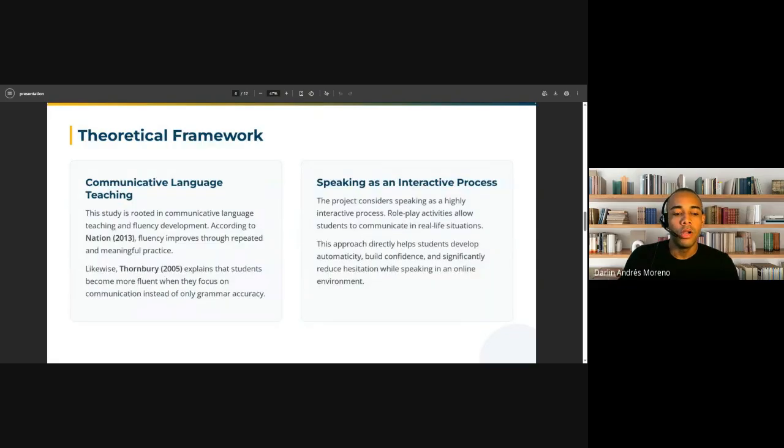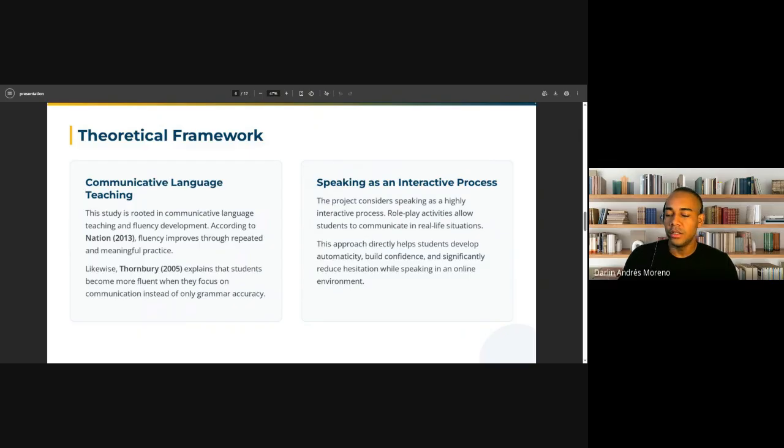Theoretical framework. Well, we have Nation 2013, according to whom fluency improves through repeated and meaningful practice. Also, we have an author here, Thambari, who explains that students become more fluent when they focus on communication instead of only grammar accuracy.